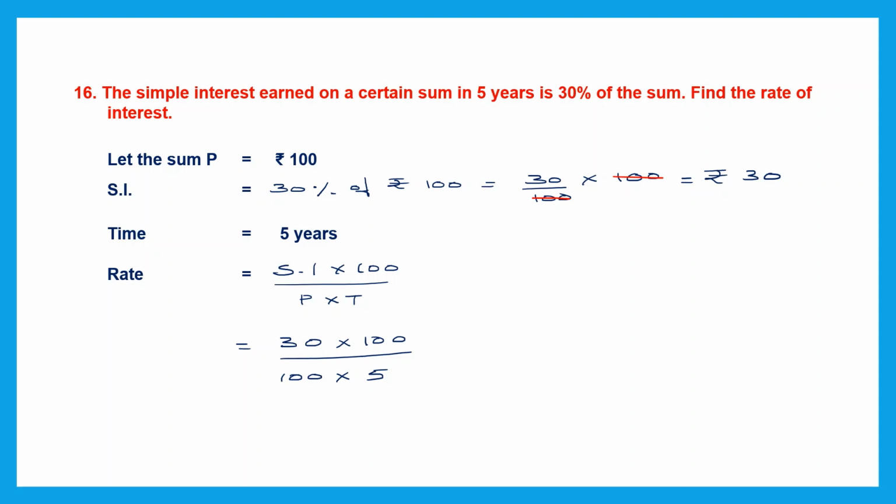Now let's cancel. We can cancel this 100 and this 100. We can cancel 5 and 30. 5 ones are 5, 5 sixes are 30. That means the rate is given as 6 here. So when we write it finally, we say rate is 6% per annum. So we have found the rate that we were asked to find in the question. Our final answer is 6% per annum. With this, children, we come to the end of this exercise. Thank you, children.